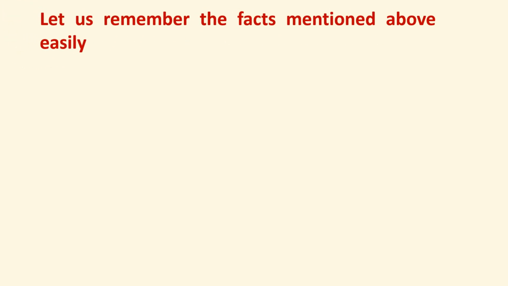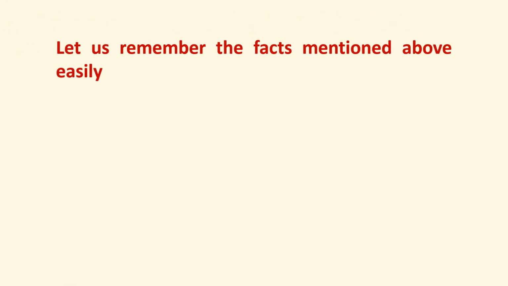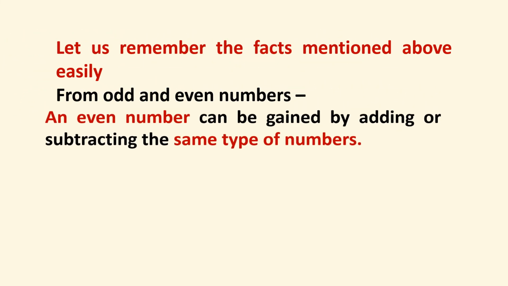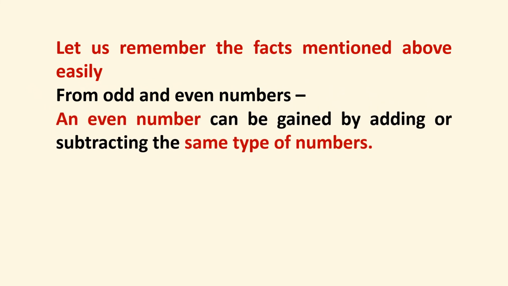Now, next we are going to summarize the things that we have learned under addition and subtraction of odd and even numbers. Then it will be easy for us to memorize them. That means it will be easy for us to keep those things in our mind. So, first thing, from odd and even numbers, an even number can be gained by adding or subtracting the same type of numbers.